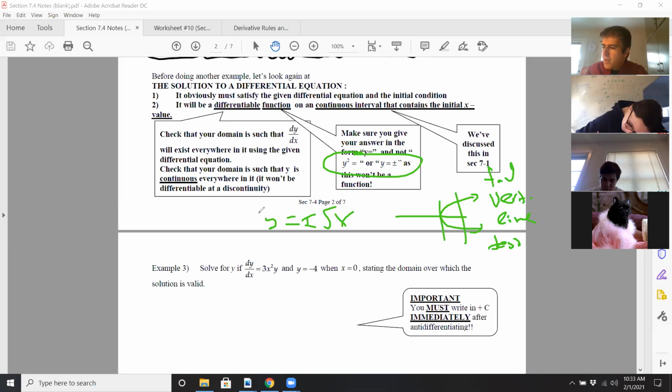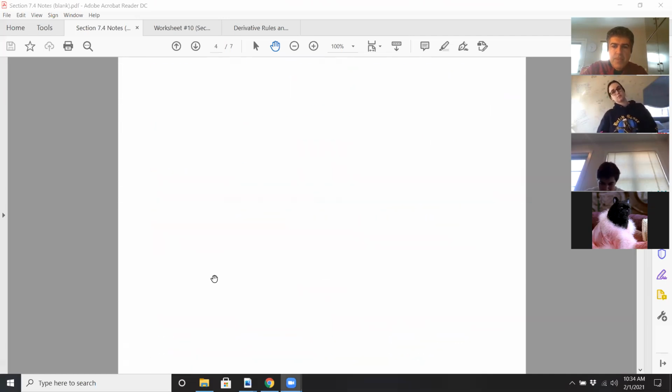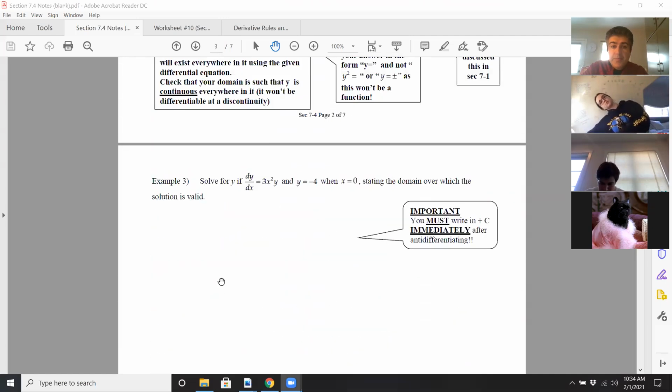So let's try example 3 and 4. Example 4 is done over 2 pages actually. And then we'll do a worksheet after that.